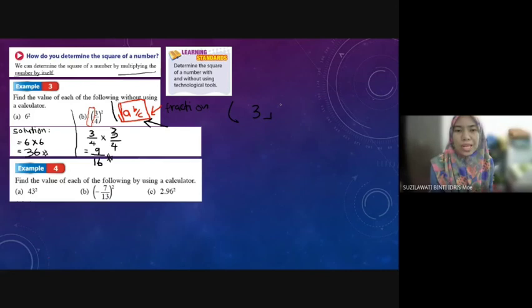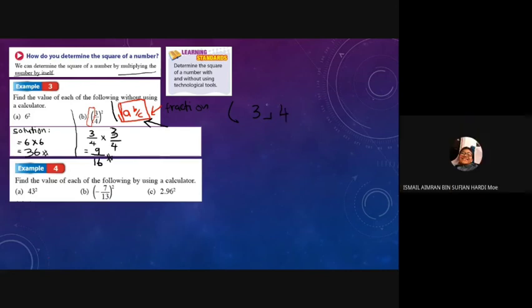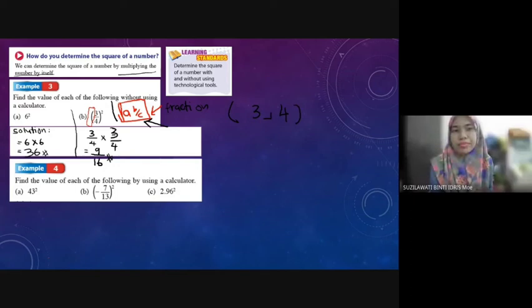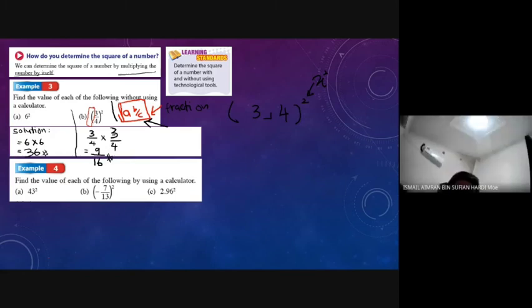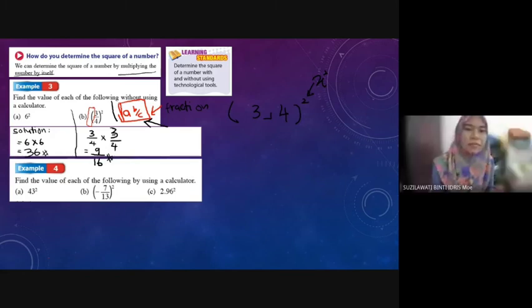Okay, after this you press number 4. Then you press close bracket. After that you press x square, this one. Bila kamu dah press x square tu nanti dekat dalam calculator kamu you will see macam tu. Betul tak? Kamu akan dapat lihat macam ni. Yes.